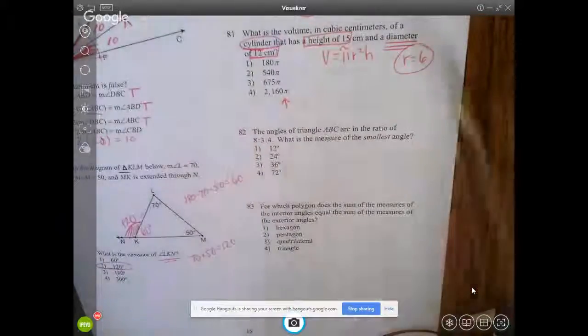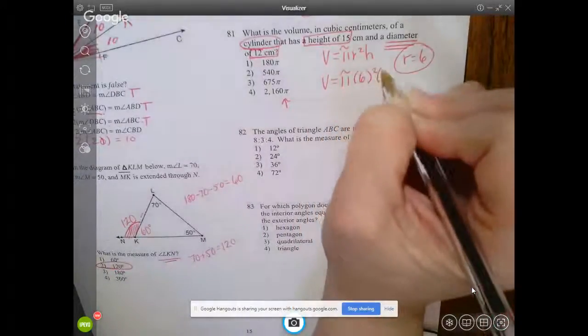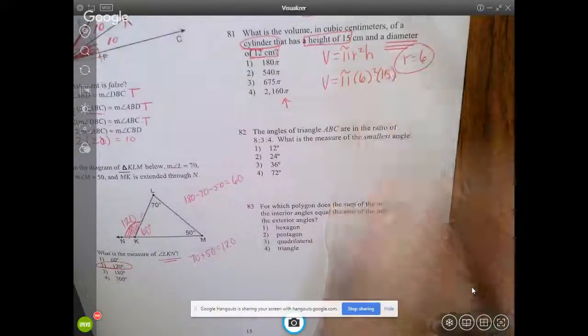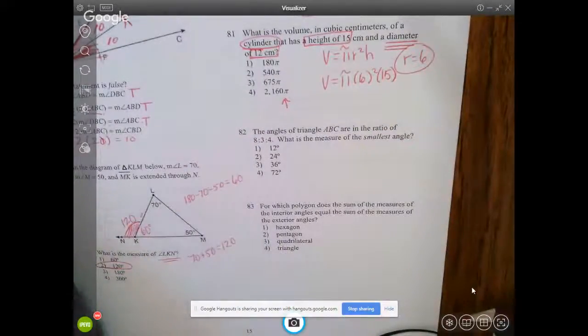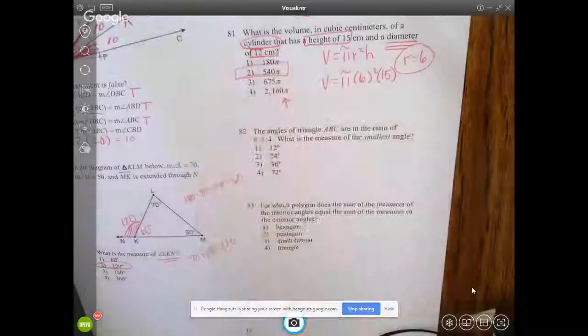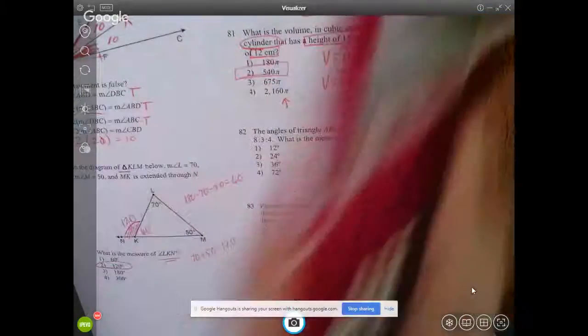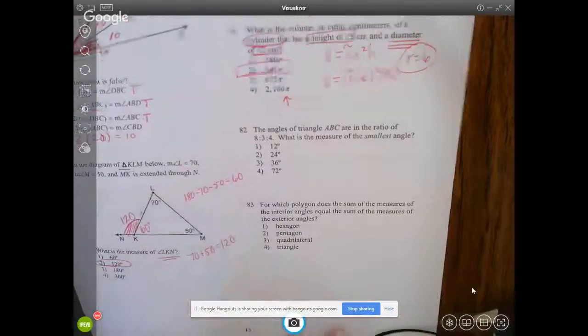So we know volume equals pi times 6 squared times the height, which is 15. And that's literally all we're doing. 36 times 15. 540. 540 pi, thank you. That's a whole lot of pi.